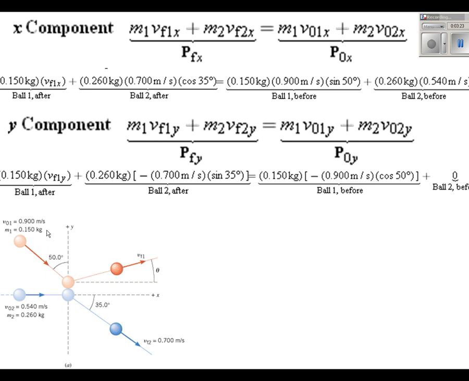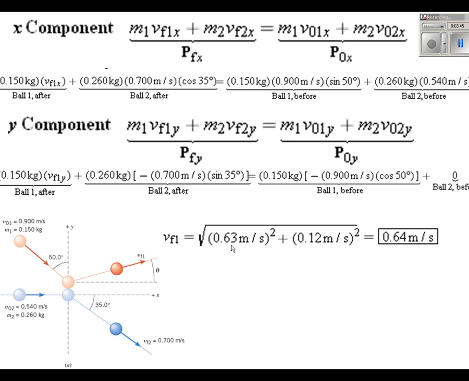We have this component right here. That's why they use cosine of 50 times our 0.9 meters per second. You'll see a negative sign right there because it's pointing down. And the mass was 0.15 kilograms. The blue ball, the second ball, has no component in the y direction, so that's why we have 0 right here.